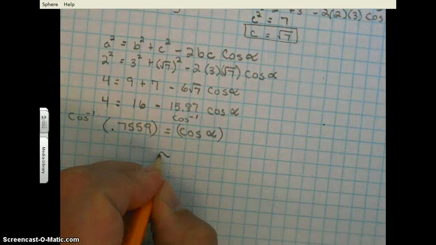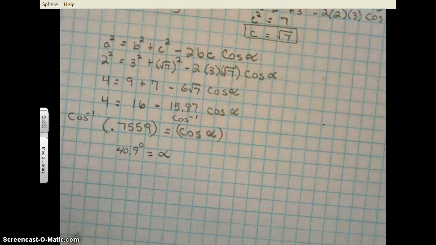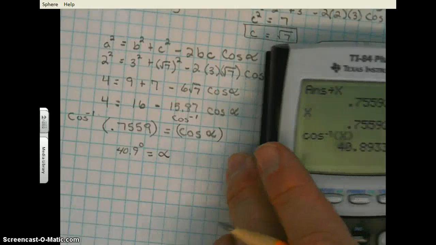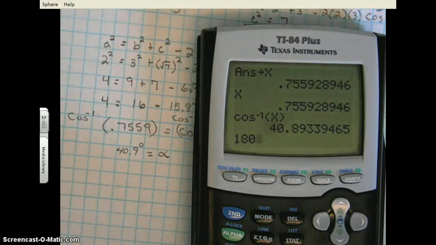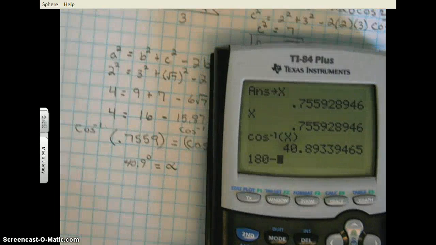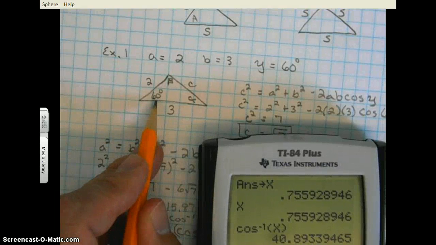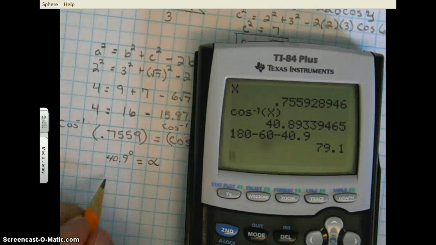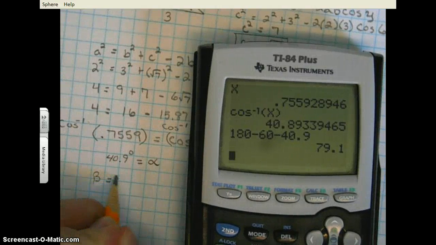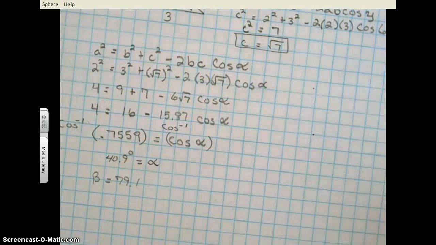So alpha equals 40.9 degrees. So pretty simple finding beta now. 180 minus 60 minus 40.9, and so beta is going to be 79.1. Okay, let's take a look at the other example now.